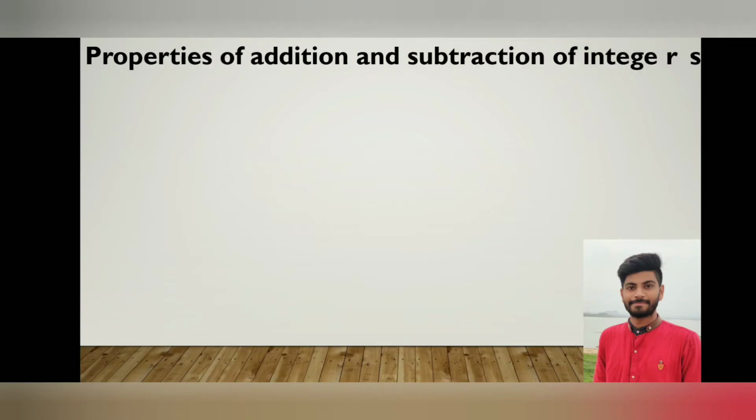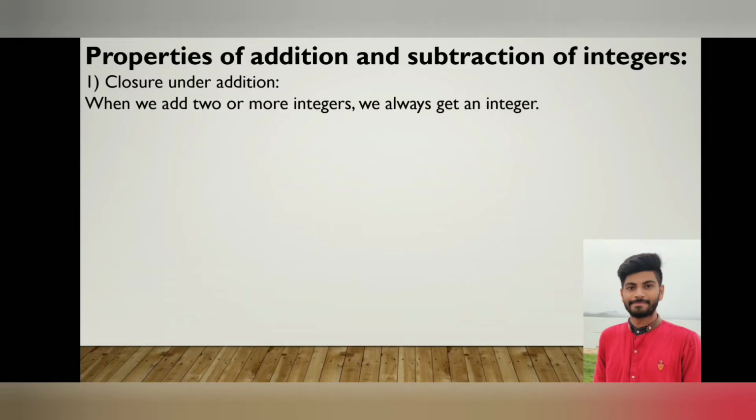Okay, now properties of addition and subtraction of integers, which is very important in this chapter. So let's see. First of all, the first property, closure under addition. What is closure under addition? Let's see. When we add two or more integers, we always get an integer. You know that if we add two or more integers, the answer will always be an integer. This property is called the closure property.